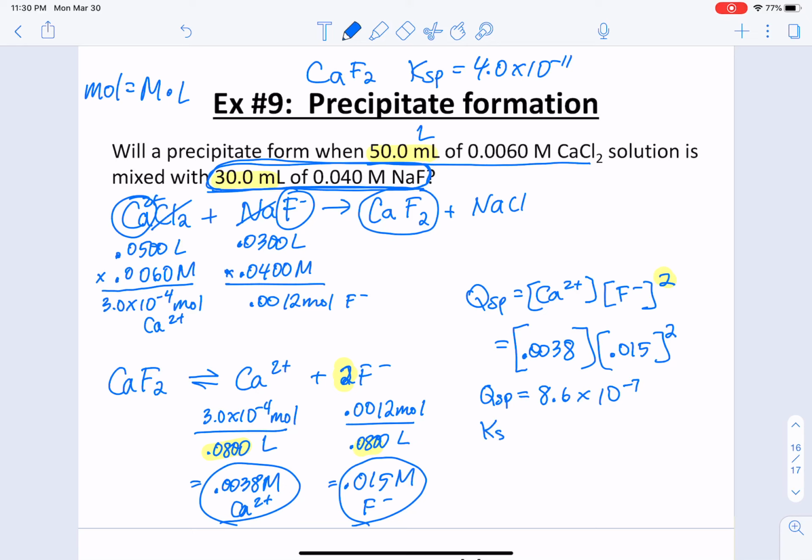If we recall the KSP, I wrote at the top, KSP is 4 times 10 to the negative 11. So will a precipitate form? Again, the key here is to compare QSP, so 10 to the negative 7, to KSP, which is 10 to the negative 11, and QSP is much larger than KSP, so indeed a precipitate forms here. There's too many ions present.